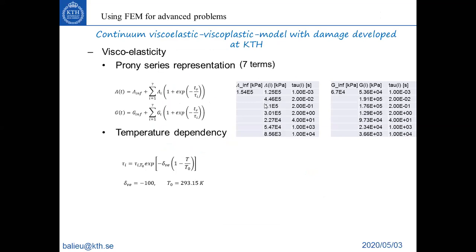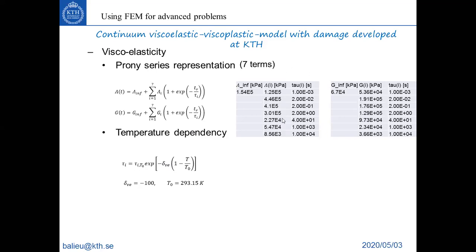Here we have used a 7 term Prony series. If you look here at the tau i, you can see that there is a temperature dependency. This tau i depends on tau i T0, that means the tau at reference temperature. And after this, tau is scaled by using a temperature dependency. So this is a very easy model to simulate the influence of temperature on the viscoelastic behavior.